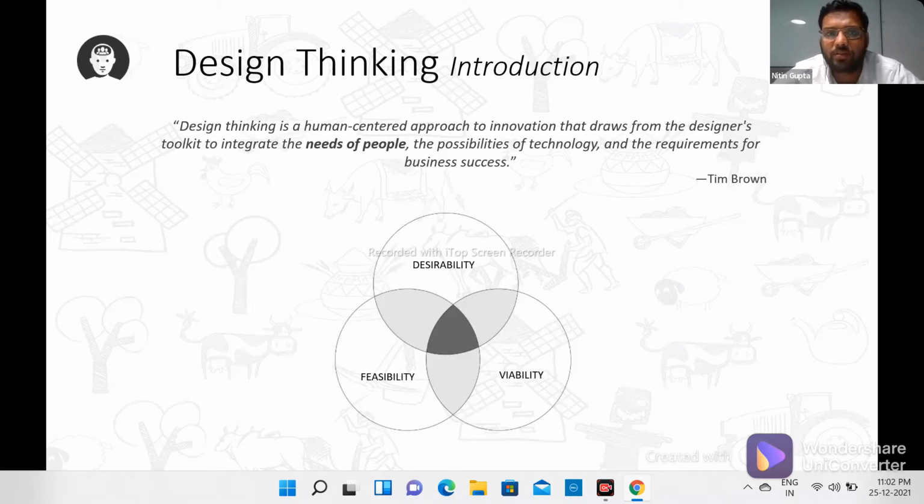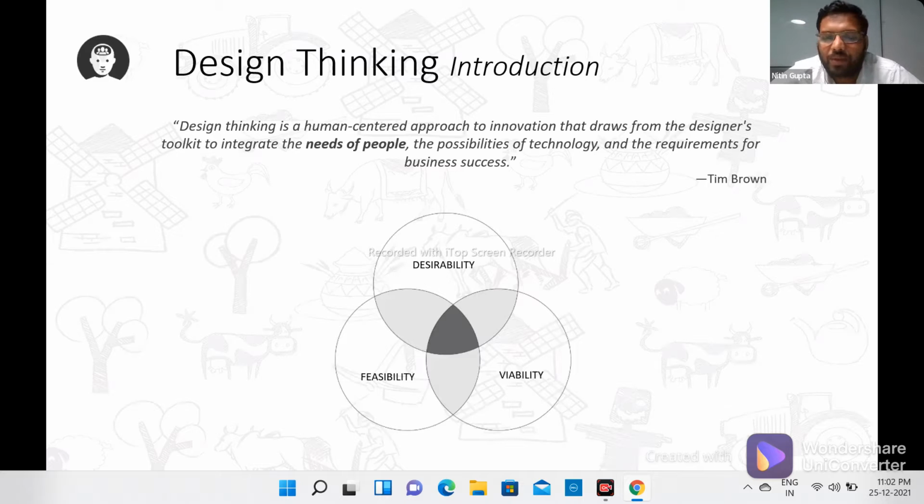I'll give you a few examples to elaborate on this point. For example, time machines. A time machine is something desirable. Yes, people want to go back in time or into the future. Everybody wants to go, right? Is it feasible with technology? I don't think so. Even today, technology is not feasible. And viability-wise, maybe there are super rich people who would pay for changing their time. So this example tells you that something like a time machine we should not be attempting.